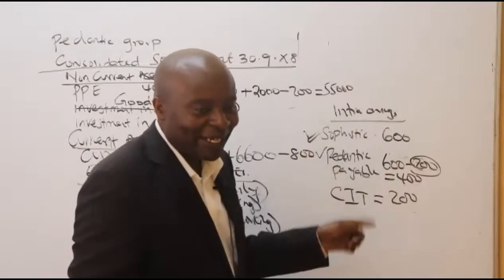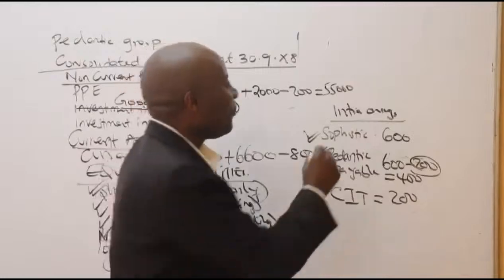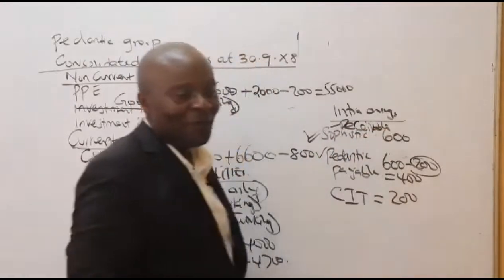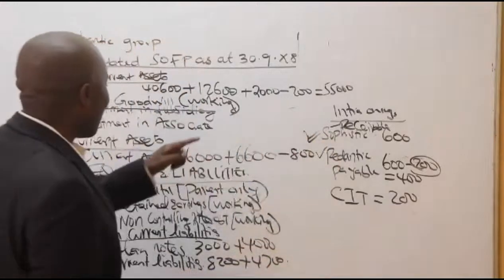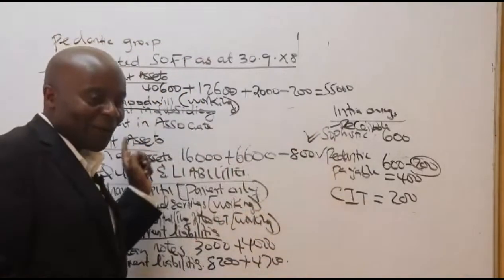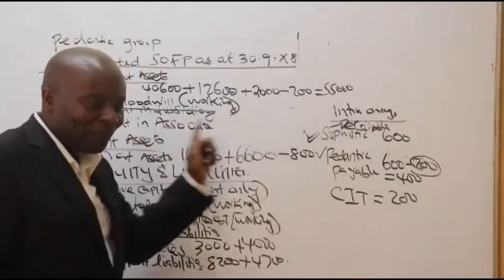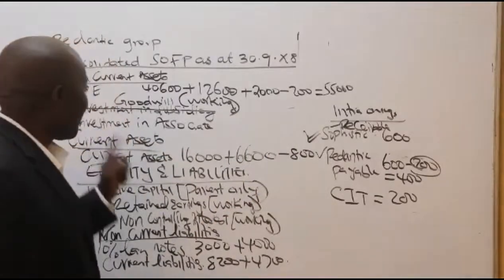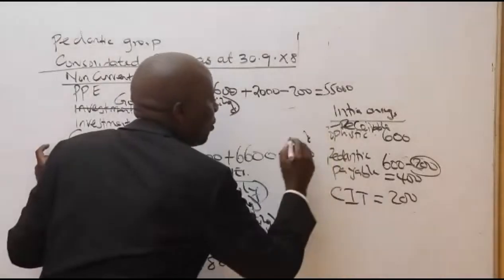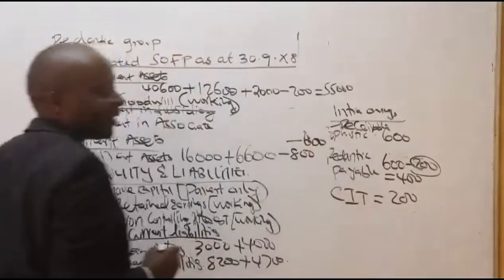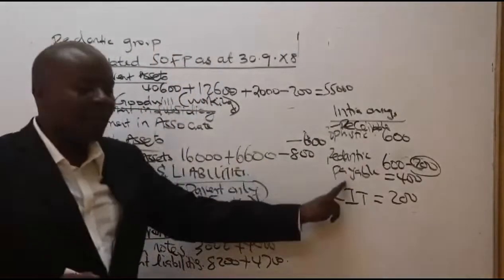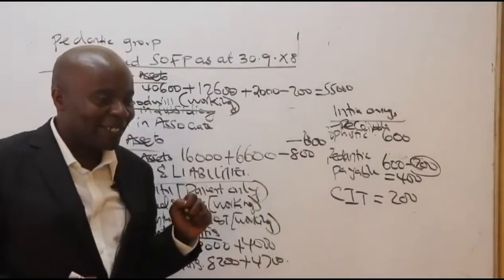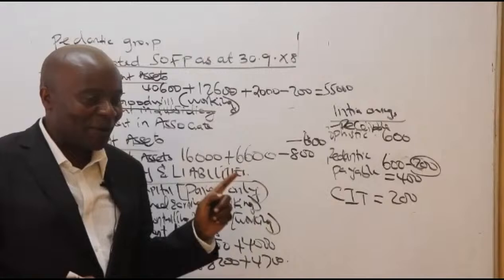Now, let's make the adjustment. Remember, Sophistic here had a receivable, but a fake receivable. So go to receivables. Where do we find receivables? In current assets. Go to receivables and minus 600. And then there is also a fake payable of 400.